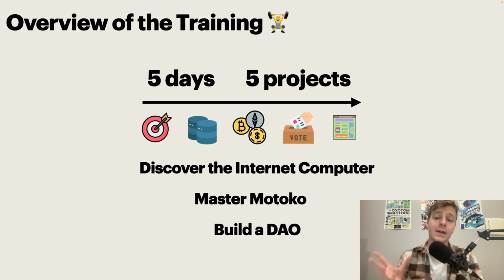Now, how is exactly the training structured? The training should take you 5 days, and for each day, you have a project. So 5 days and 5 projects. You will notice that the projects are actually smaller components of a DAO. So for example, one project is a token, one other project is a voting system, another project is a member database, and all those projects combined together, they will help you to build a real DAO.